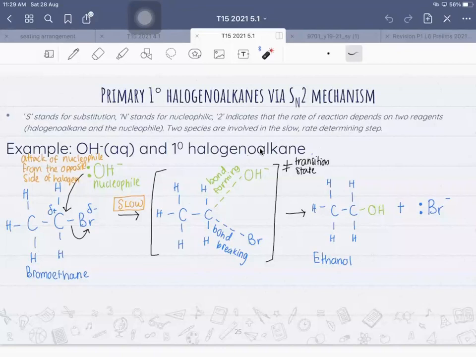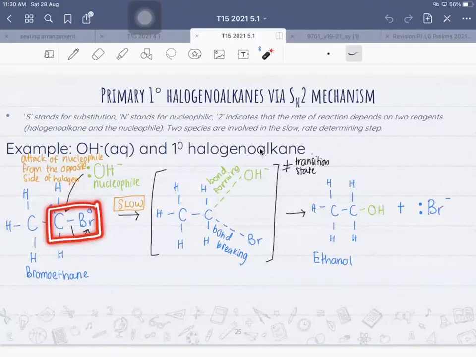As the lone pair of electrons is donated from the oxygen, the carbon and the oxygen will form a new bond. This means that the carbon would have 5 bonds. In order to make the carbon have only 4 bonds, one of the original bonds needs to be broken. Usually it is the weakest bond, the bond with the smallest bond energy, and that is the carbon-halogen bond. In this case, it's the carbon-bromine bond.